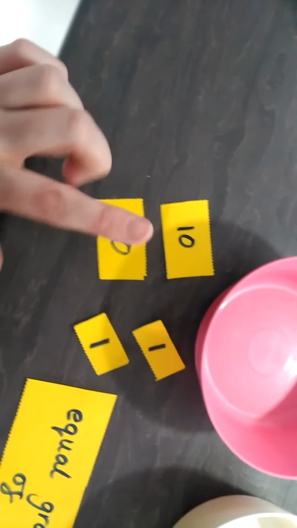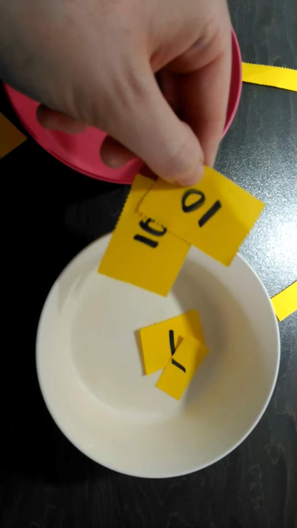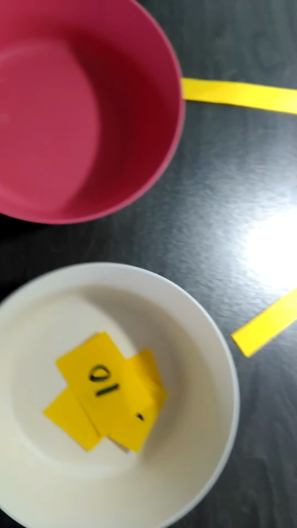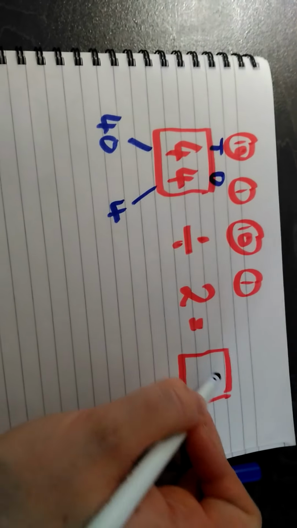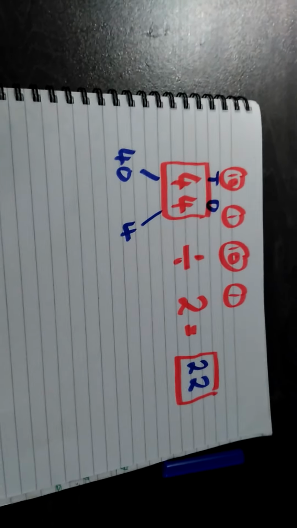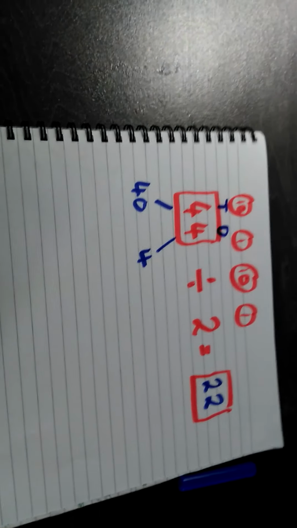So I've got 10, 20, 21, 22. And I'm just going to double check I've got the same. So 10, 20, 21, 22. So we have found out that 44 divided by 2 is 22. So half of 44 is 22.